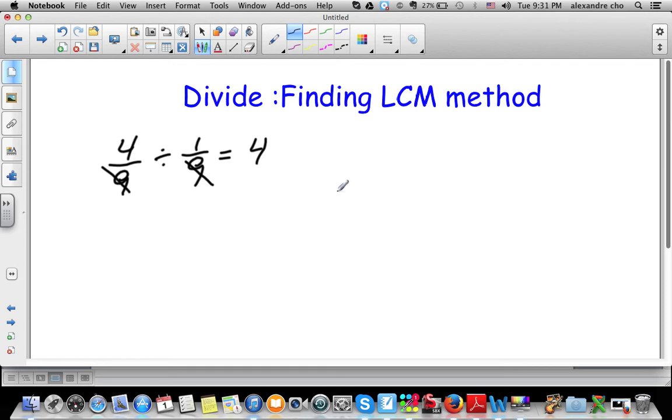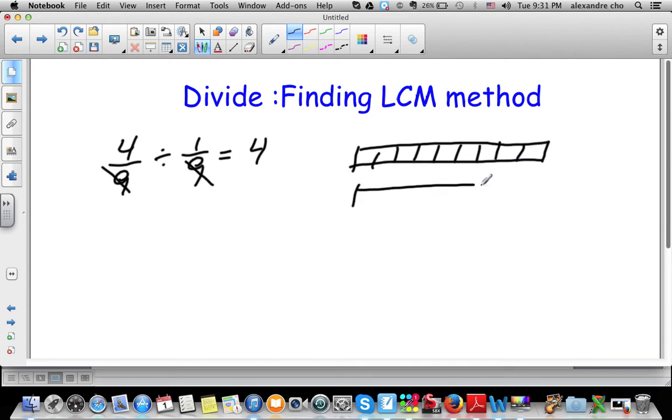Why does this work? Because you're dividing things that are of the same unit. Let me see if I can draw this out. Let's figure out what 4 over 9 looks like. 1, 2, 3, 4, 5, 6, 7, 8, 9. And let's draw what 1 over 9 is. 1, 2, 3, 4, 5, 6, 7, 8, 9. So 4 over 9 would be 4 of these: 1, 2, 3, 4. And 1 over 9 would be these.